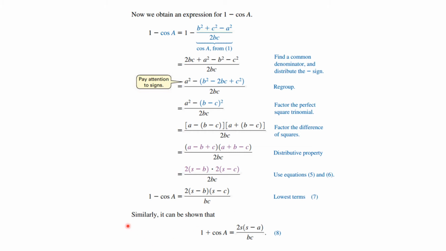Now similarly, it can be shown that 1 plus cosine A, using the same kind of arithmetic, is 2s times (s minus a) divided by bc. Again, the serious student would go through these steps and prove that themselves.